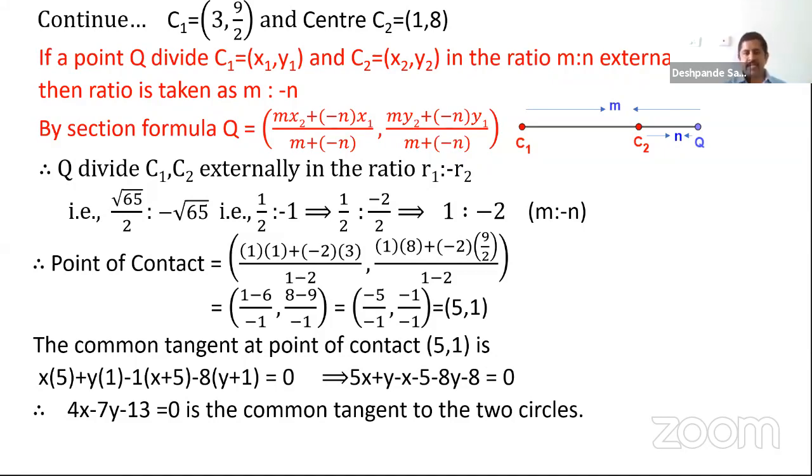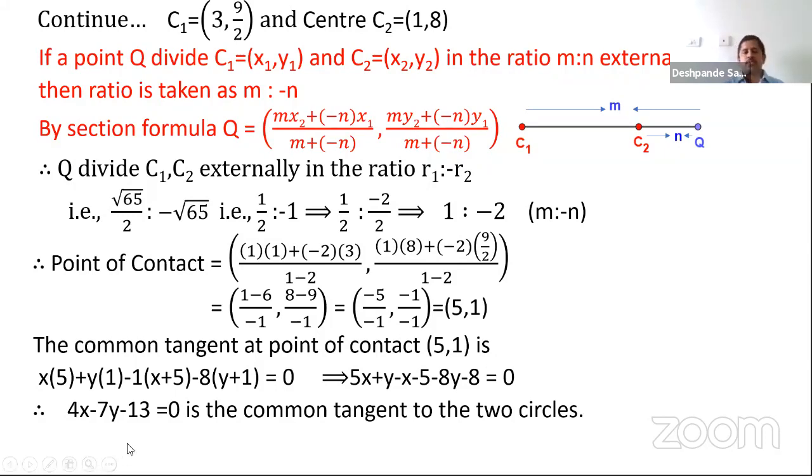So you have to decide whether the circles are touching internally or externally. After finding that, you are going to use the section formula. If it is externally, you get the ratio internally. If the circles touch internally, the ratio will be externally. So it is the reverse. Okay, so you get the common tangent like this.